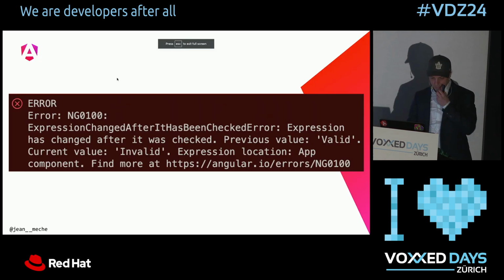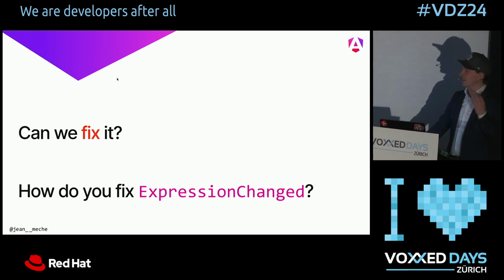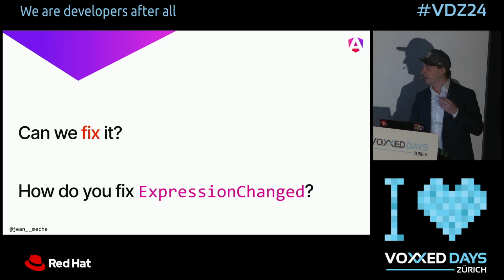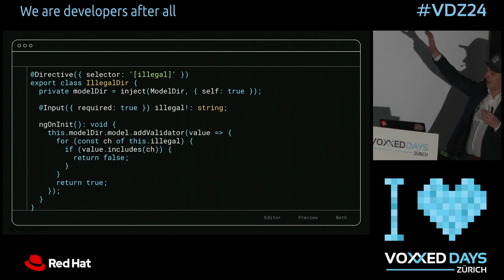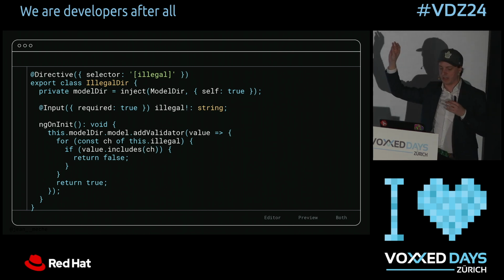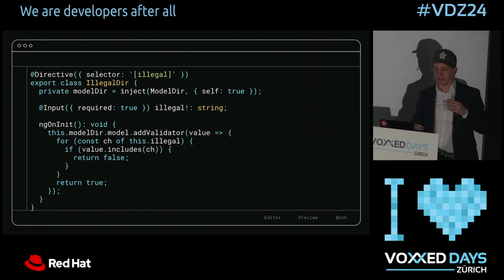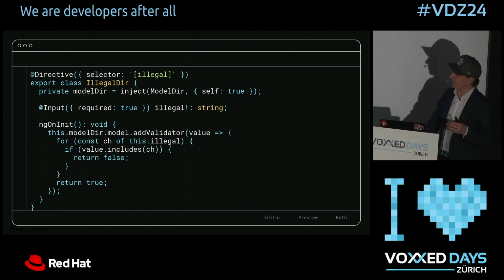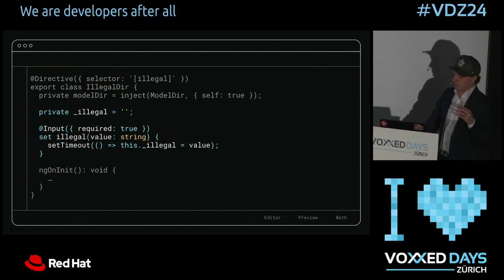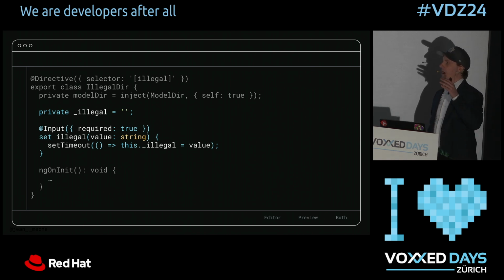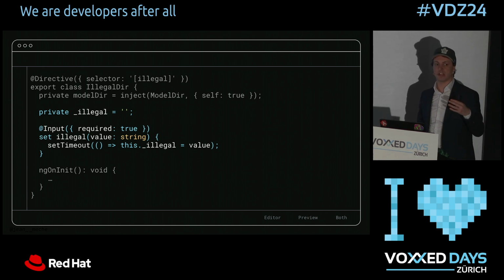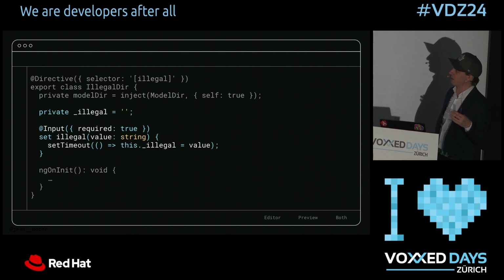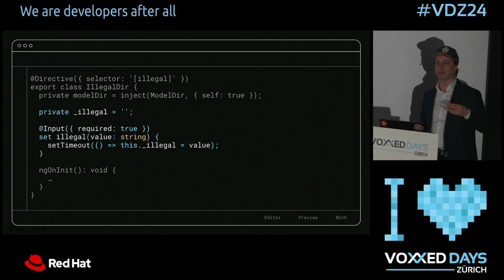So, can we fix it? The answer is yes, there is a possibility to fix that. So how do we fix expression changed? And here is the basic idea of the directives I was talking about. You see that it just uses an input string, and we have the validator which checks everything. The idea here is just to say, hey, whenever I update the value, so I set the value, just run change detection. You know, if you've been doing some Angular, you know that calling, for example, setTimeout will fix a lot of rendering issues.